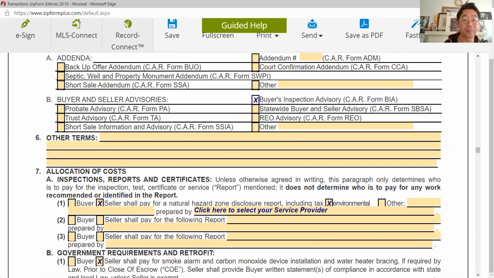Buyer's inspection advisory. Even though they spend the money and get the inspection, we read the inspection for the home and health, which is a home inspection. Even though they do that, they still advise the buyer to do their own diligence. That means you spend your money for the inspection, for the home, for the roof, for the termite inspection. They ask you to do your own homework.